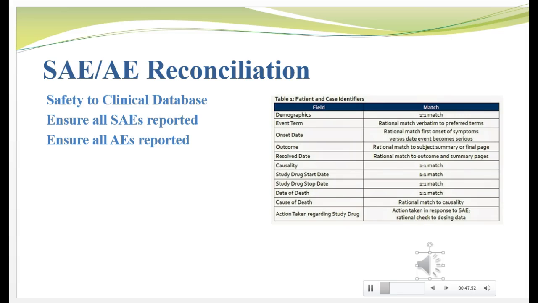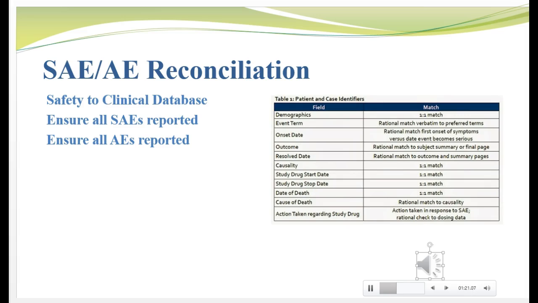But what you need to fix in your mind is that there is a safety database and there is a clinical database. We in data management own and maintain the clinical database. The safety group manages the safety database. But at the end of a trial, and sometimes on an ongoing basis throughout a trial, we compare those two databases. And what we're trying to make certain of is that all of the serious adverse events were pulled out of the AE database and captured in the safety database. Well, pulled out's the wrong term.